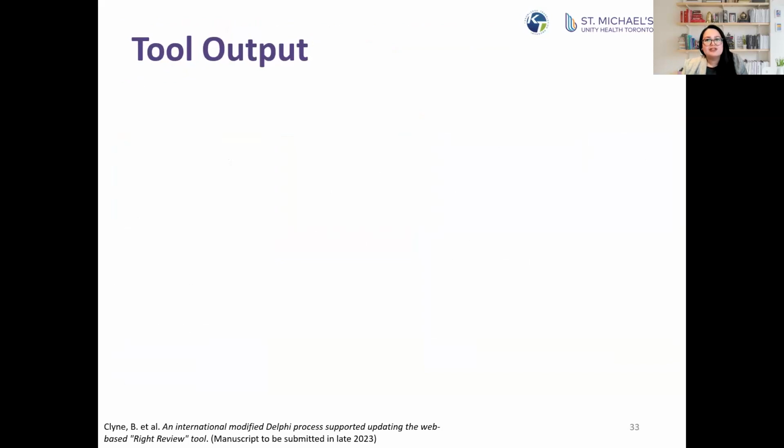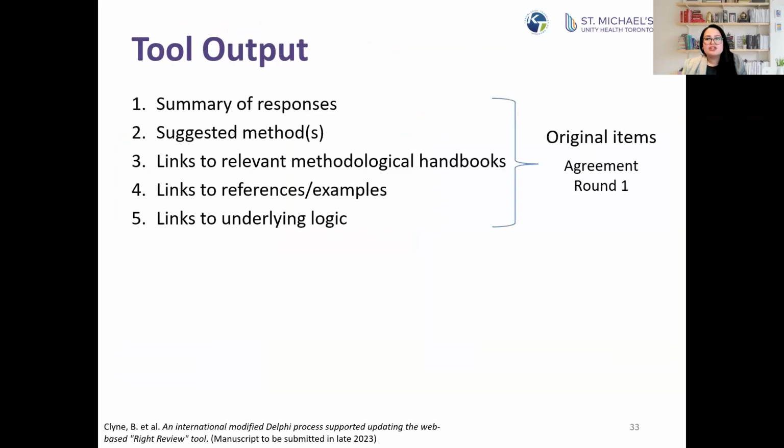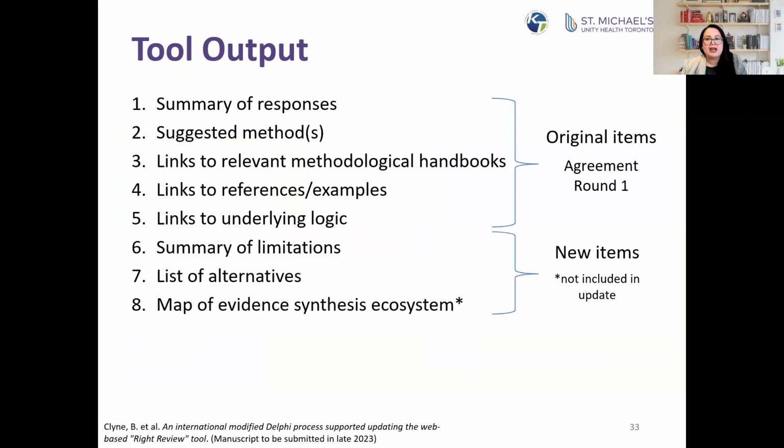And then in terms of the tool output, the original items were all retained, and there were 3 new items proposed by the Delphi panel. All items will actually be included in the update, except for the last one, which has the asterisk. This will actually be tackled in future work, which I'm going to describe in the next slide.